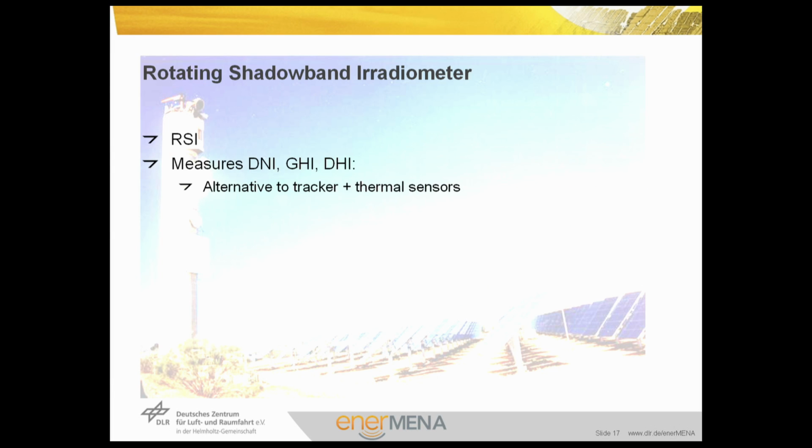Because of these disadvantages, rotating shadowband irradiometers are important. The abbreviation used is RSI. RSIs measure DNI, GHI and DHI, so they are an alternative to trackers plus thermal sensors.